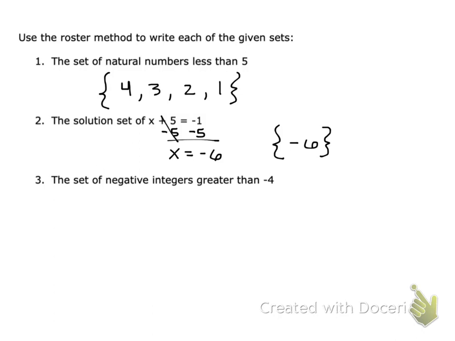The set of negative integers greater than negative 4. What numbers would be greater than negative 4? -3, -2, and -1. Beyond that, there are no negative integers that are greater than -4. Questions on how we're doing this? Figure out what elements are in it. You write it inside the braces.